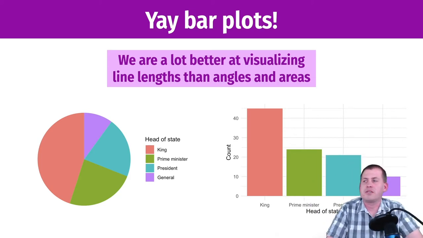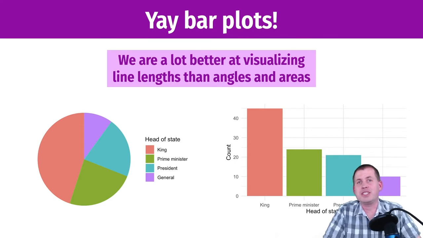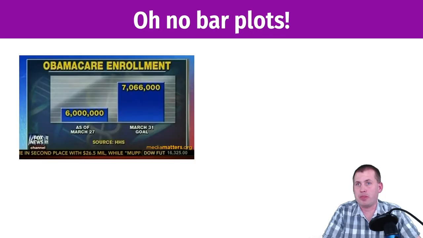So yay bar charts. But they're fairly easy to misuse and abuse, because the whole length of the bar is actually important for conveying information. And so if you cut off any part of the bars, it distorts the length and distorts the whole meaning of the number. There's this screenshot from Fox News a few years ago when they were talking about declining Obamacare enrollments and how people weren't signing up for the Affordable Care Act exchanges as fast as the administration was hoping they would. If you look at this chart, it looks like there's a massive difference between 6 million and 7 million here.